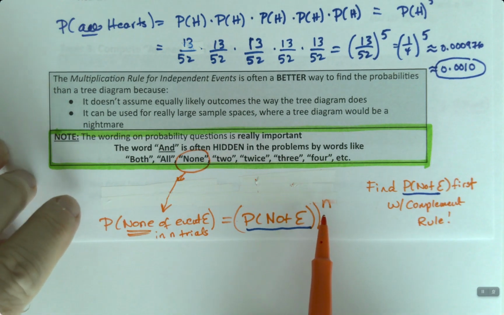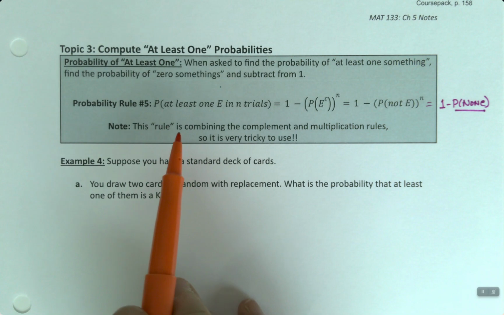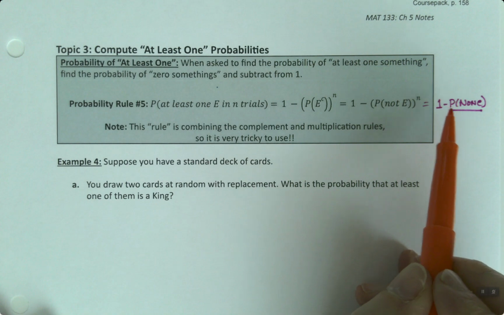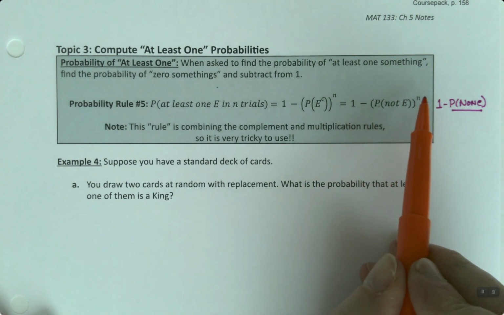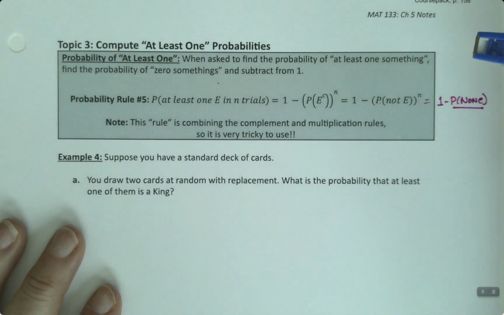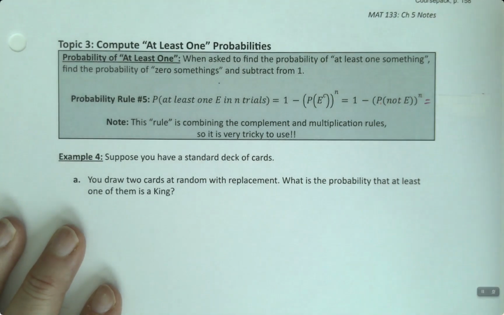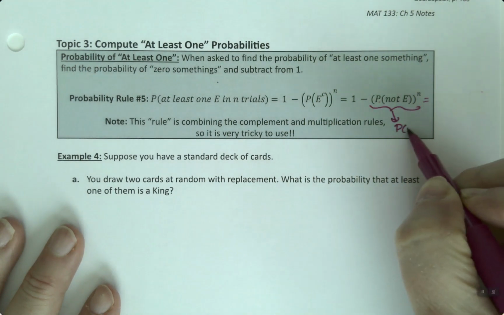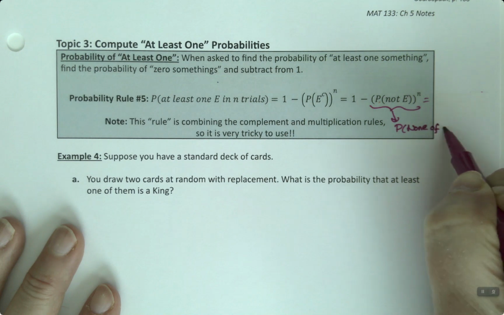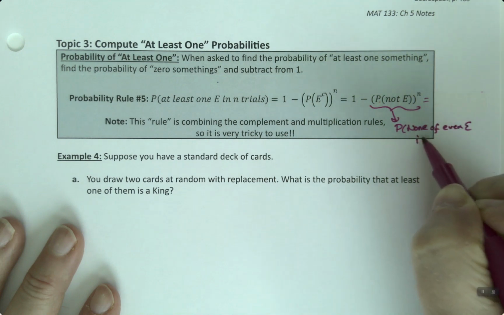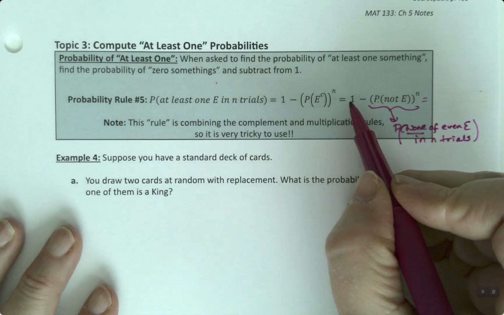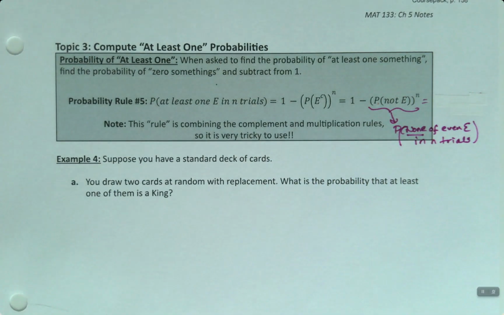And now we're going to kick it up a notch even further with the probability of at least one. Because we're going to use the probability of none that we just learned how to do, which is the probability of not E to the n power. So this is the probability of none of event E in n trials. So we take the probability of none of event E in n trials and we subtract it from 1 in order to find the probability of at least one of something.